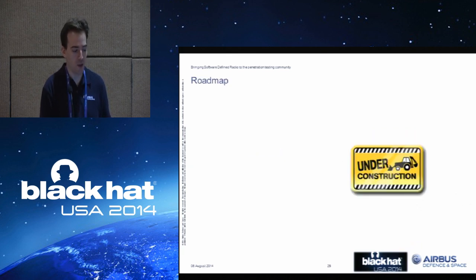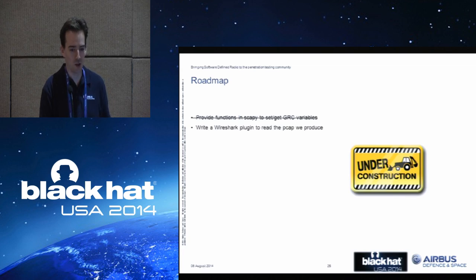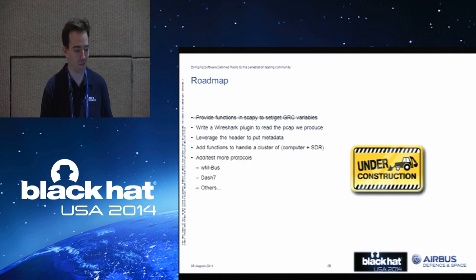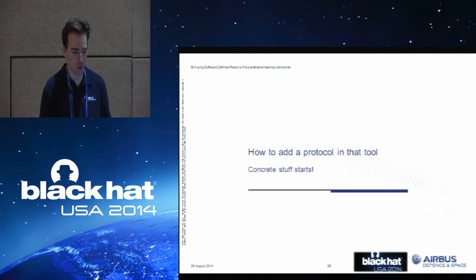The roadmap of the development: the first line has been struck because it's already done. That's the XML-RPC server. We also want to write a Wireshark plugin to be able to read back the PCAP that Scapy is able to read and write. Also leverage our header to put more metadata on it, add a function to handle a cluster of computers plus SDR. And of course, add more protocols.